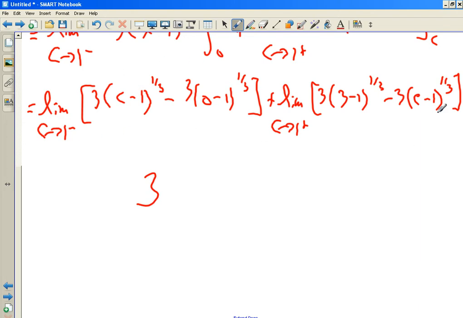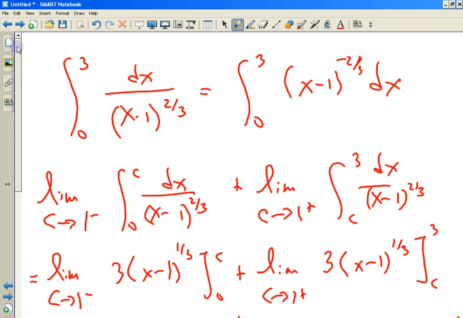Remember, this limit has to exist and this limit has to exist. Plus, what do we got over here? Well, 3 minus 1 is 2, so I got the cube root of 2 times 3. You could write it like this if you want. Minus what? If I plug in 1, is that okay? Is it a plug-in limit? Sure, 1 minus 1 is 0. 0 to the 1/3 is 0, times 3 is 0. So 3 cube root of 2 minus 0. Fine, done. So this limit exists, this limit exists, so this limit exists.